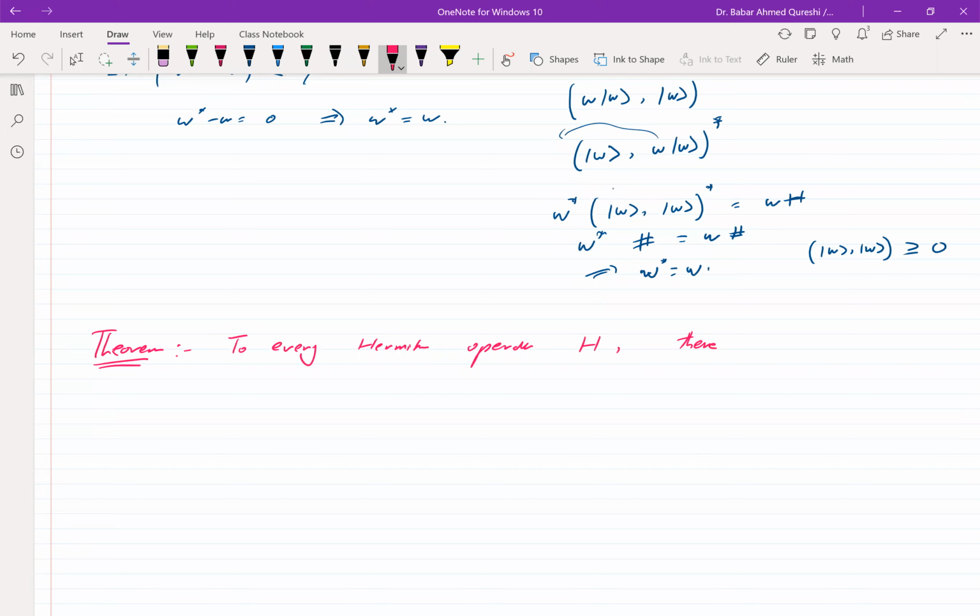there exists, by the way, if you have an operator, every operator has, if you are in n-dimensional space, n eigenvalues. There exists a basis, well, I should say an orthonormal basis of eigenvectors of H. So if you have a Hermitian operator, you can find its eigenvectors. You can choose the eigenvectors in such a way, from the eigenvectors, you can pick up those eigenvectors so that they form a basis.